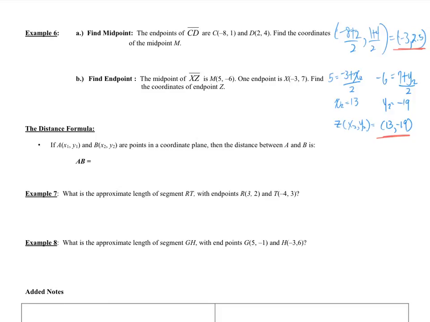Now we have the distance formula. If point A, defined by x1, y1, and point B, defined by x2, y2, are points in a coordinate plane, then the distance between A and B is defined by the following formula.